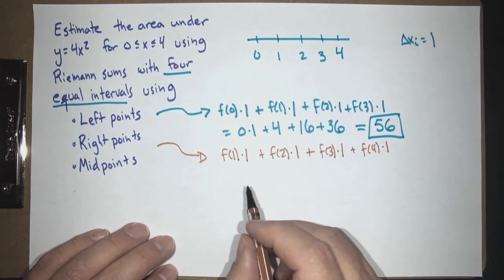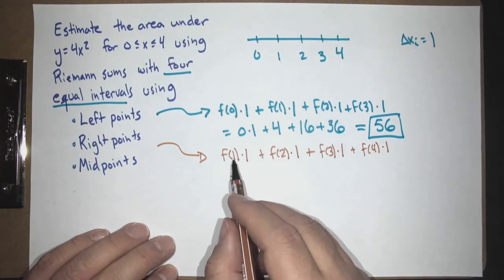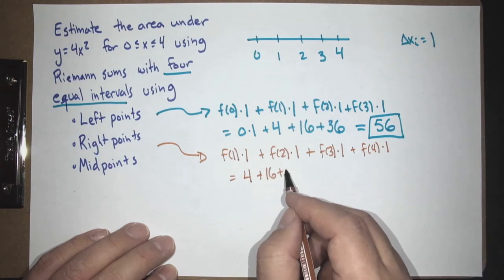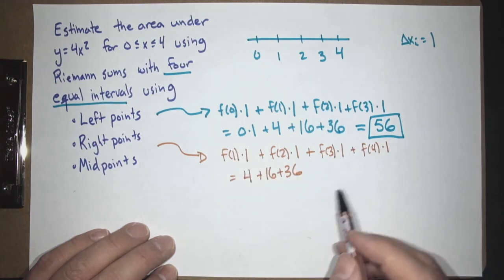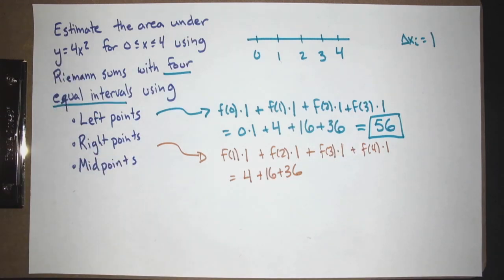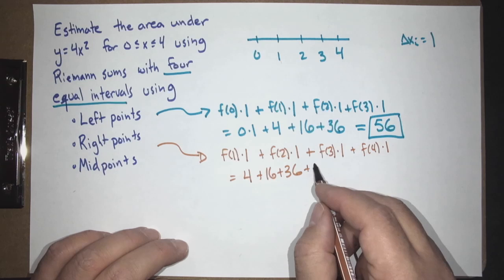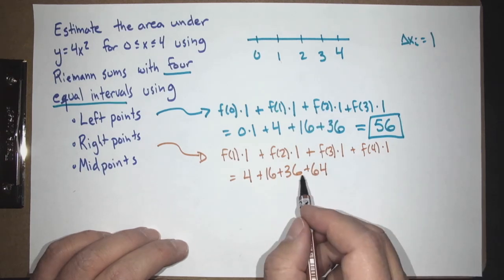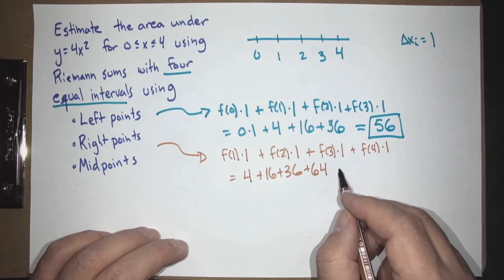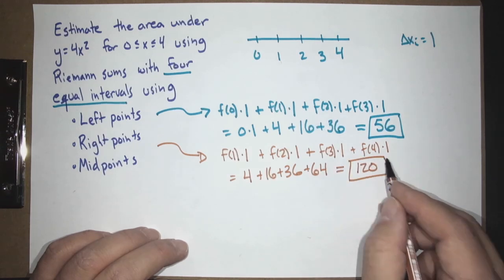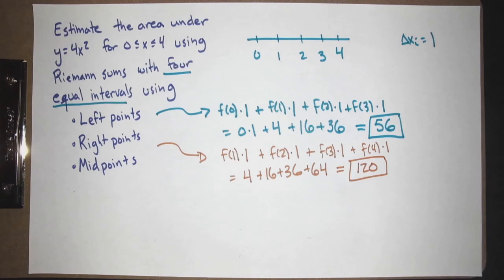Now some of these we've already computed. For example, we know that f of 1 is 4. F of 2 was 16, and f of 3 was 36. So I'll just copy the work we did. What is f of 4? 4 times 4 squared, 64. So this becomes 56 plus 64, also known as 120. So one estimate is 56.